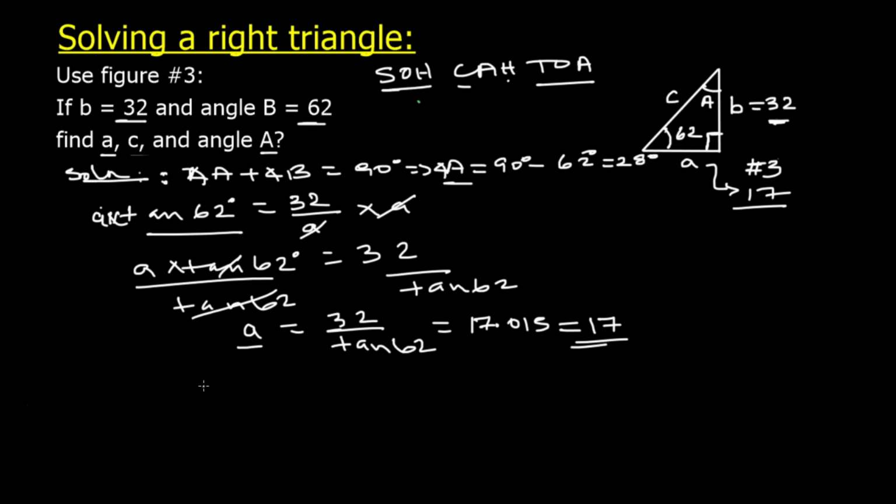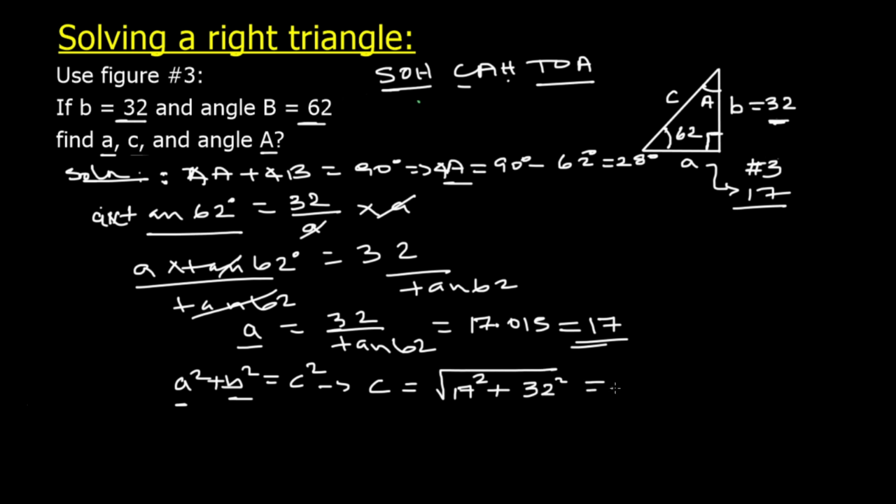And for C, let's just use the Pythagorean theorem. A squared plus B squared equals C squared. C is what we're looking for. So C equals the square root of A squared, and A is what we just solved, let's say 17 squared, plus B squared, B is 32 squared. And this equals this value.